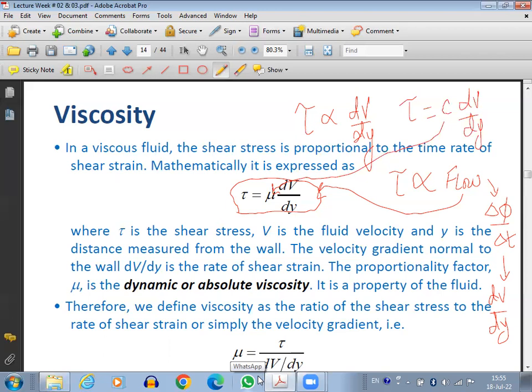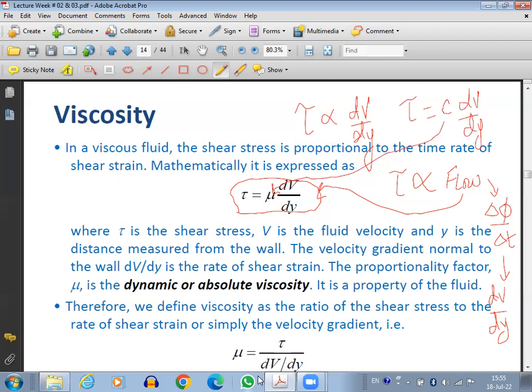So you can have two different fluids where you apply the same stress, but the two fluids will have different flow. Why? Because they are different fluids with different properties. With the same application of shear stress, one fluid might flow faster, the other a little slower. But what is the reason? Because the fluid is different, and that's the fluid property, which is viscosity.